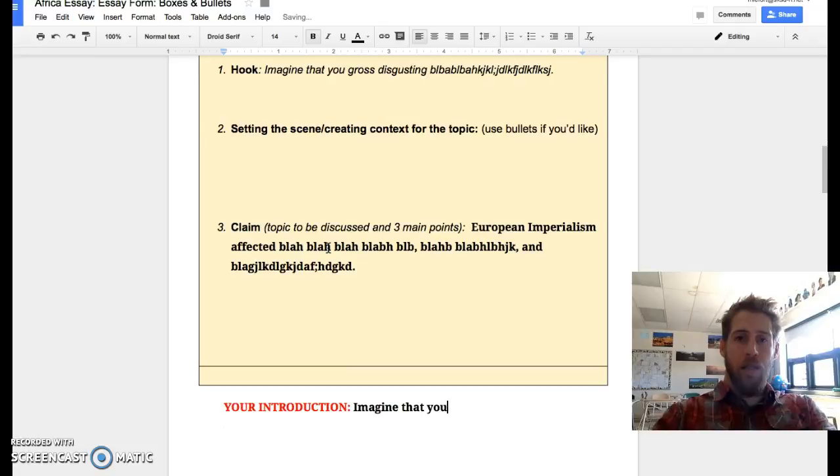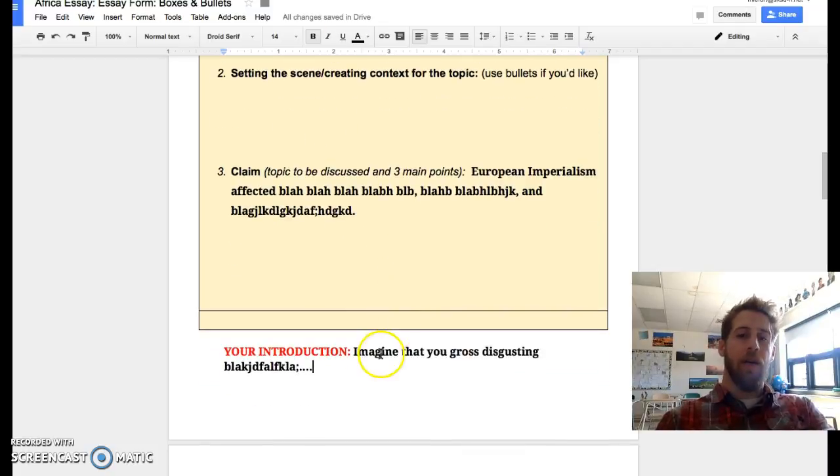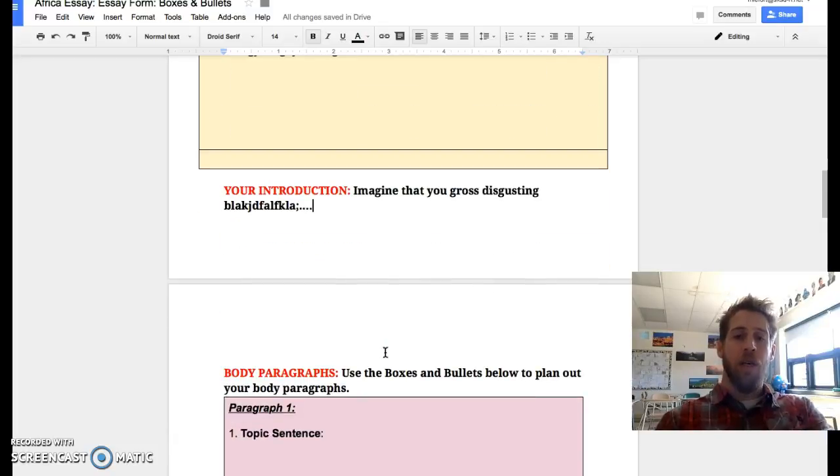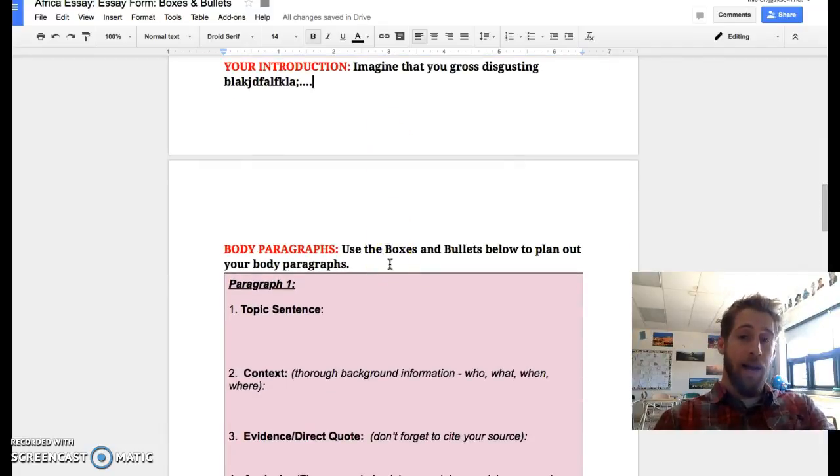Imagine that you gross, disgusting, blah, blah, blah. And I'll keep going with my setting the scene and finally ending with my claim. So I'll have written my strong introduction. Done with that. All right, I'm half done with my writing. Pretty good deal. So after the intro, we get to our body paragraphs.